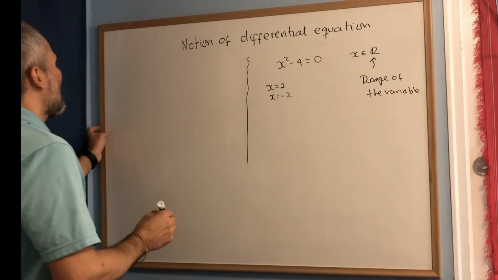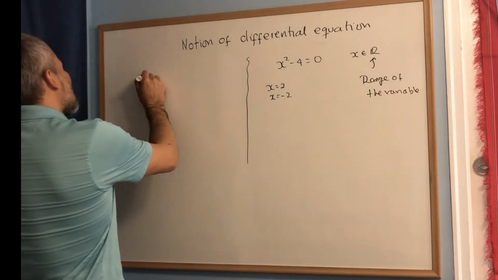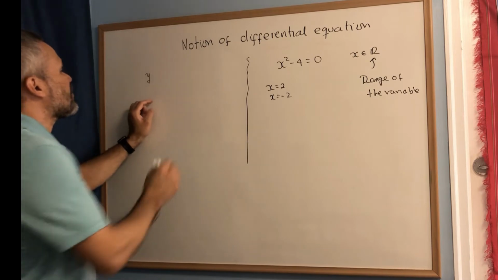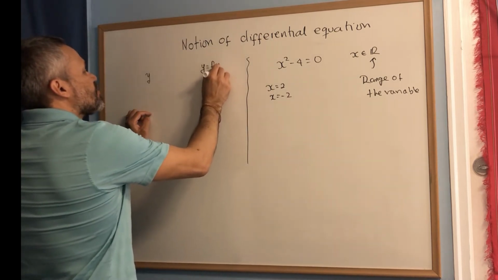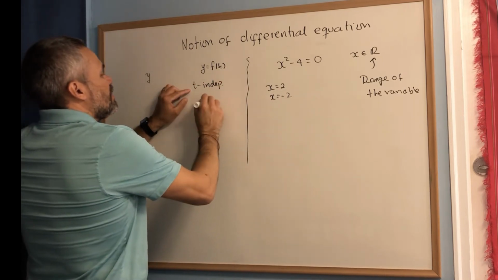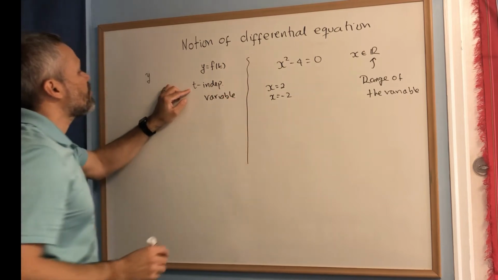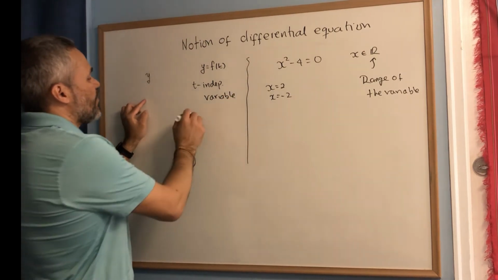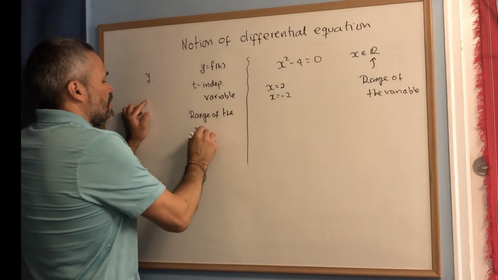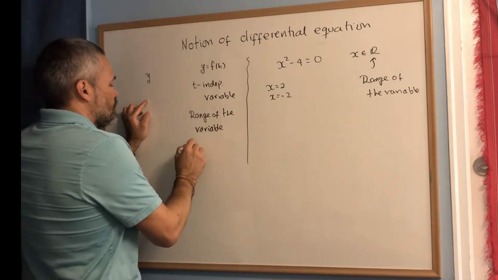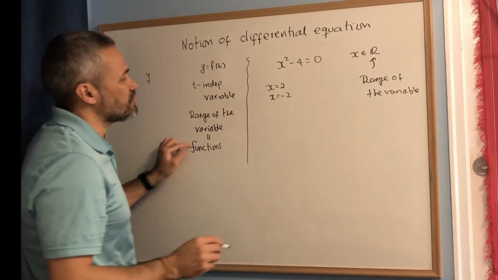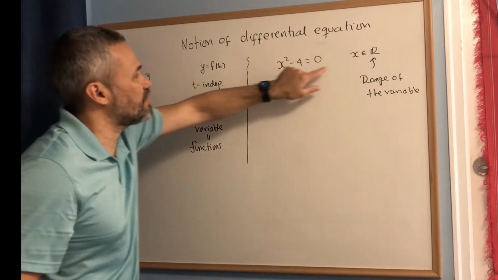When we have a differential equation, let's suppose that we are looking only for one function. In this case, we call this variable y, but y is a function in terms of t. And we're going to be using t as the independent variable. And notice that in our equation, the range of the variable is the set of functions. It's a set that is a lot larger than the set of real numbers.